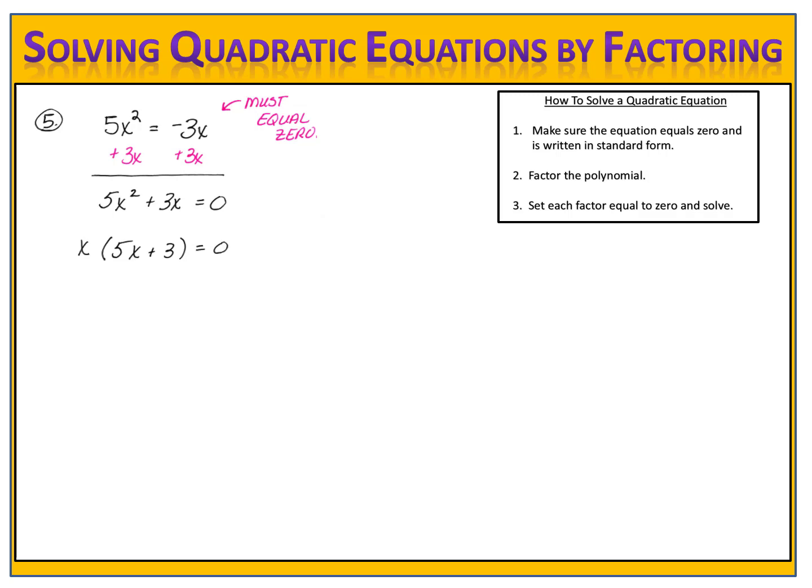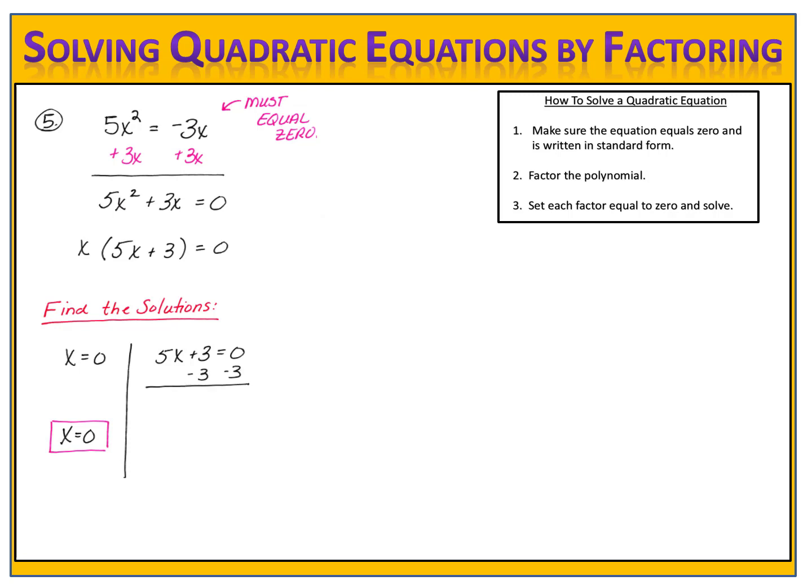Now that I have my factored form and the equation equals 0, I'm ready to find the solutions, or roots, to the equation. I begin by writing each of the factors equal to 0. The first factor is x, so I write x equals 0. The second factor is 5x plus 3, so I write 5x plus 3 equals 0. And now I solve each of them. The first one, x equals 0, is already solved, so I have the first solution to the equation. The second one, I have to subtract 3 from both sides, and then divide both sides by 5. That gives me x equals negative 3/5.